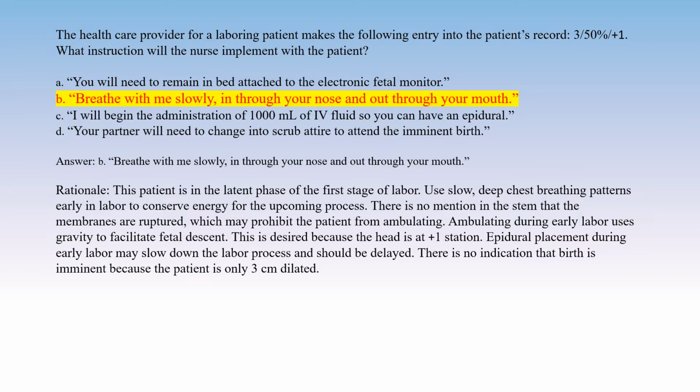There is no mention in the stem that the membranes are ruptured, which may prohibit the patient from ambulating. Ambulating during early labor uses gravity to facilitate fetal descent. This is desired because the head is at +1 station. Epidural placement during early labor may slow down the labor process and should be delayed. There is no indication that birth is imminent because the patient is only 3 centimeters dilated.